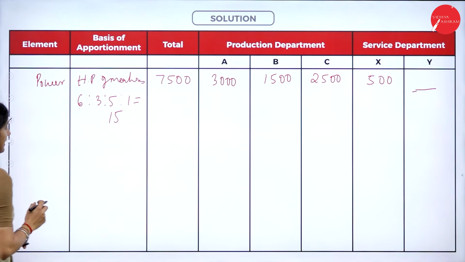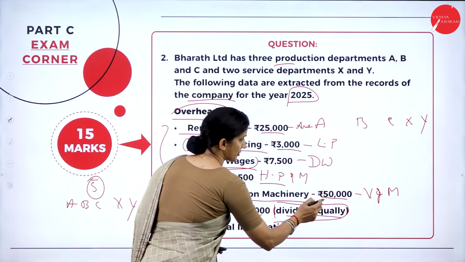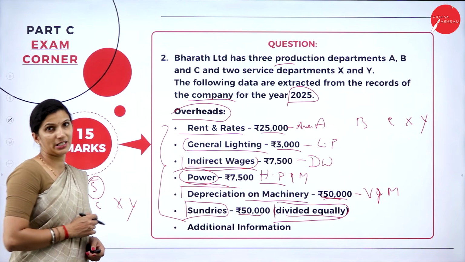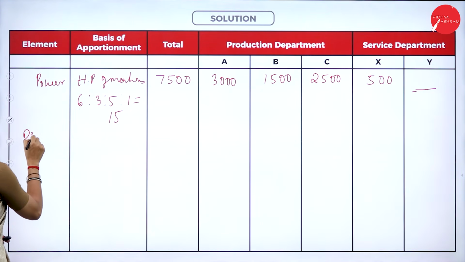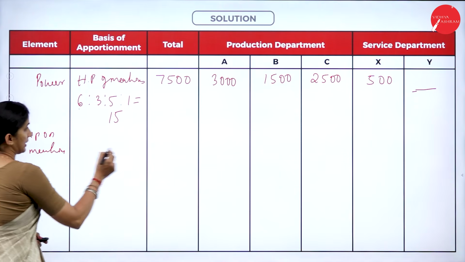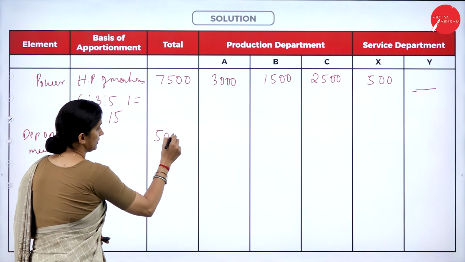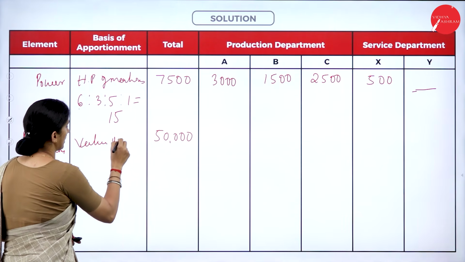So now, next we have depreciation on machinery. It is 50,000. Total amount 50,000. So your basis will be value of machinery.